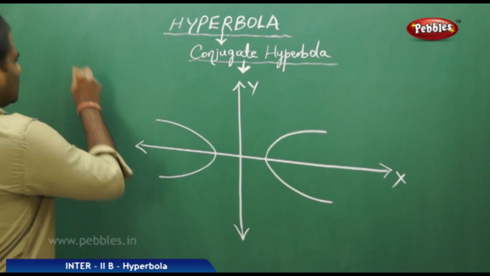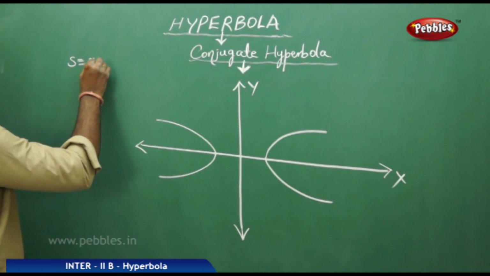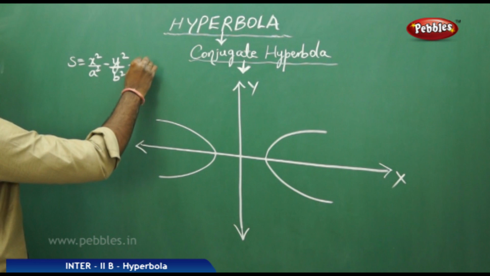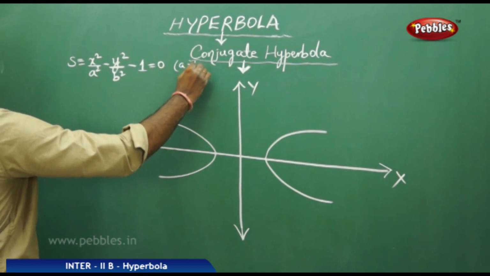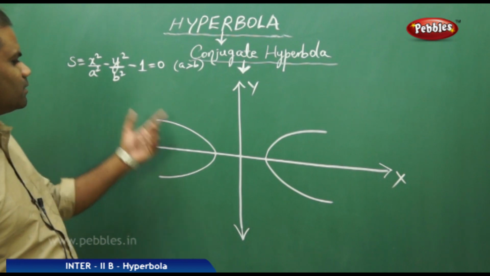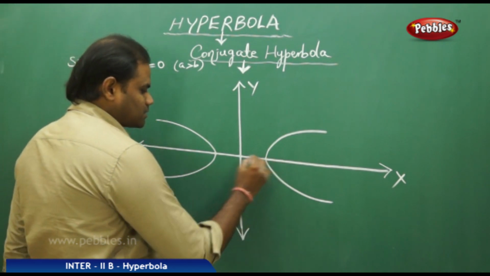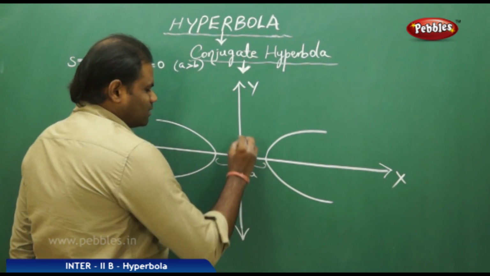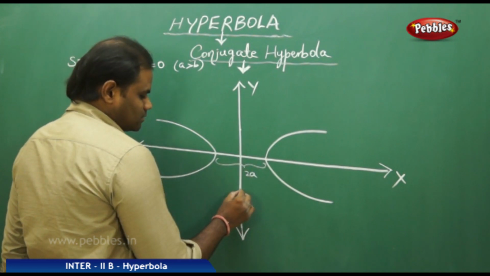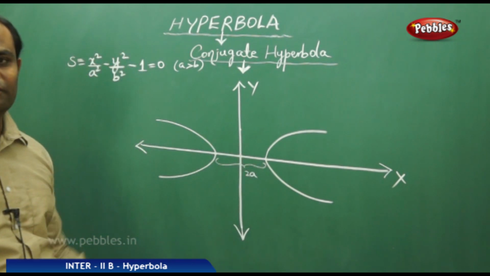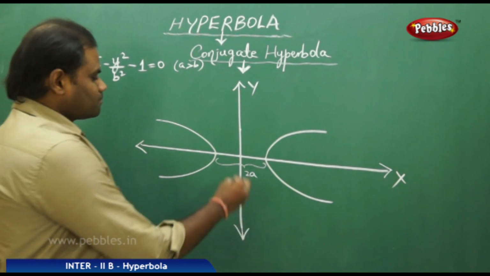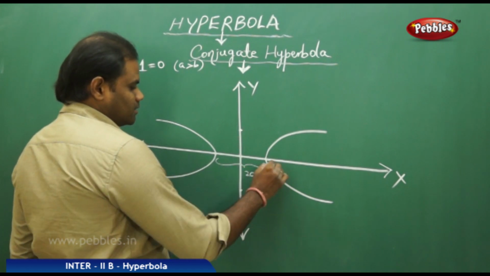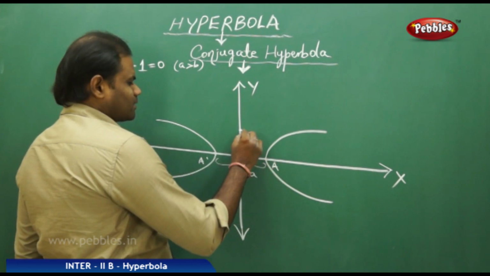Suppose I have the hyperbola S: x squared by a squared minus y squared by b squared minus 1 equal to 0 with a greater than b. Then I would like to define the conjugate hyperbola for this. In that case, my transverse axis, which is 2a, will act as the conjugate axis for the hyperbola. We are interchanging the conjugate and transverse axis, so this length gets here, and this is a dash, and b dash.